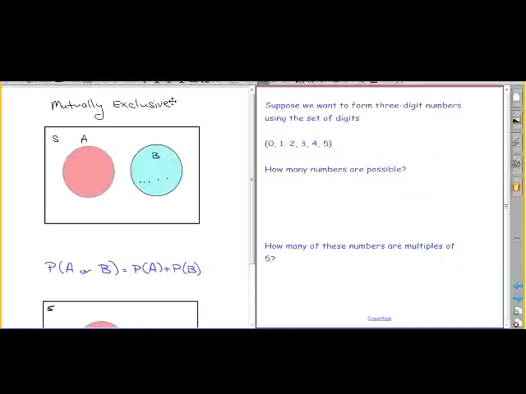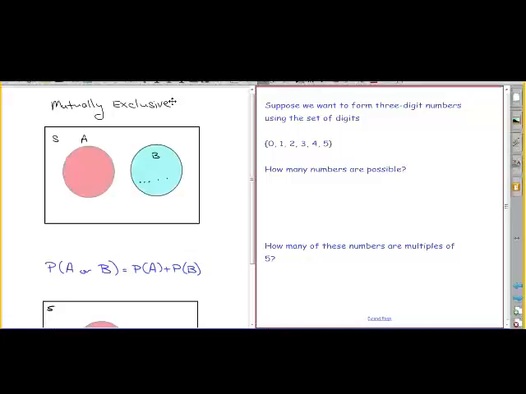Okay, so let's look at 2 more examples. Suppose we want to form 3-digit numbers using the set of digits 0, 1, 2, 3, 4, and 5. We're going to answer 3 questions relating to it that say how many numbers, and then we're going to answer a probability question. So we're going to do the counting first, and then once we do the counting, we can answer the probability question. So how many 3-digit numbers are possible?